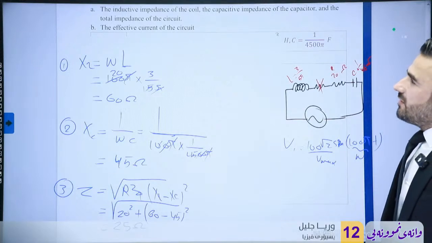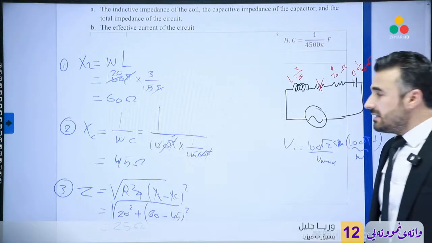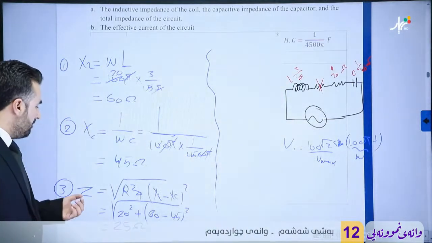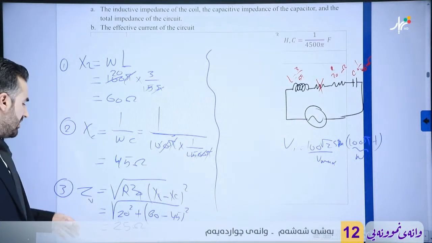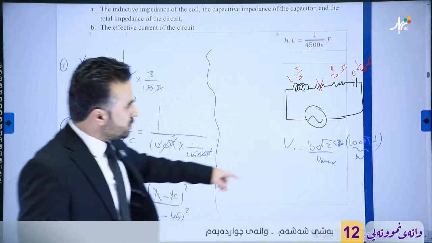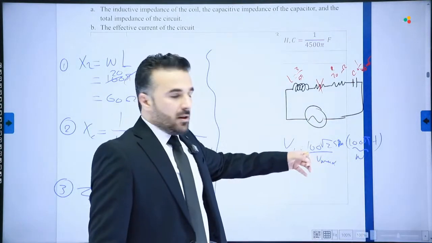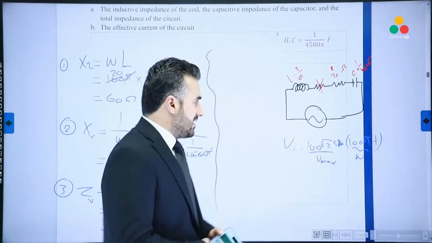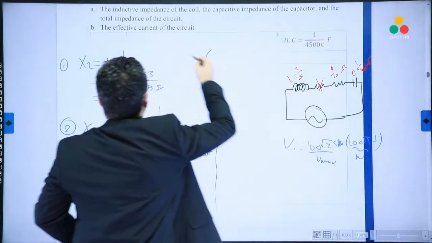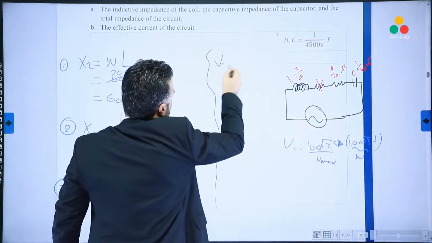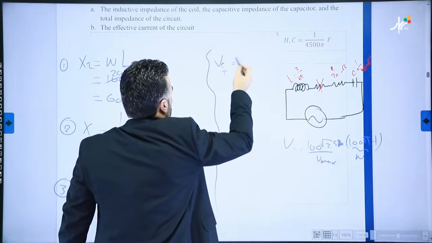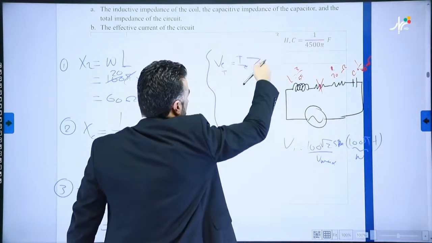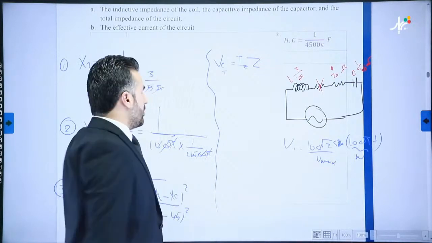The second part says find the effective current of the circuit. Now finding the effective current is easy now, because we have the total resistance, not the resistance, let's just call it the impedance. By the way, this value that is given is obviously V maximum here, so we cannot use that one. So how do I find it? It says the effective current. Normally, we'll say V effective total equals I effective total multiplied by the impedance, that is, the resistance of the whole circuit here.